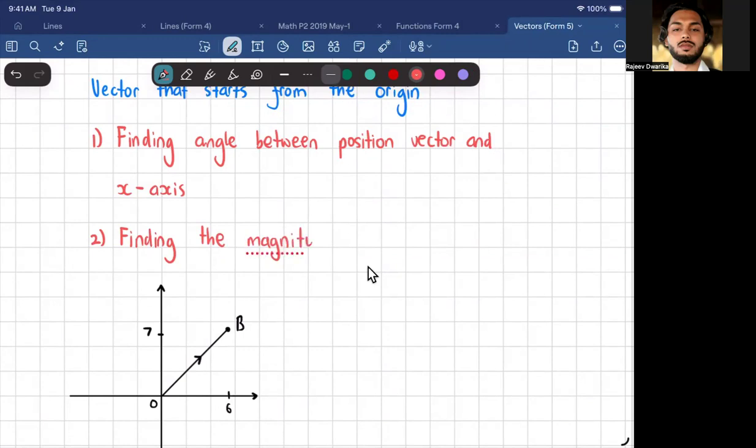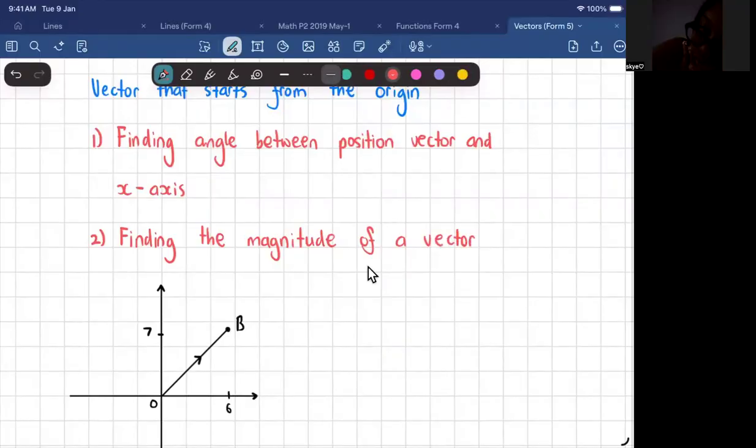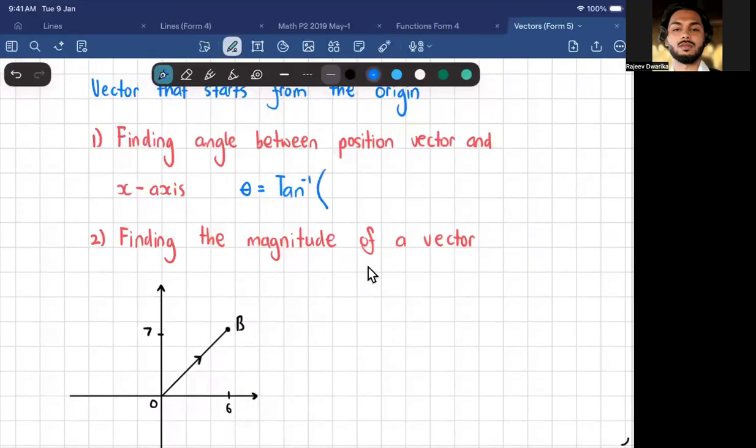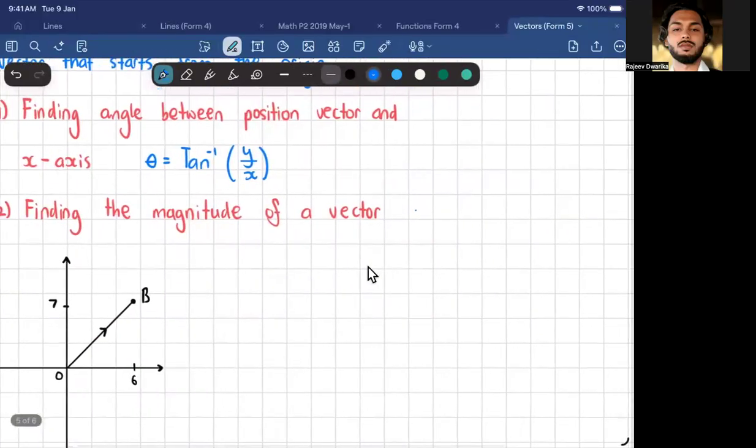Sky, how about you with trigonometry? Well, it's really simple, and there are just two formulas you need to remember. For the first one, theta is the angle. Theta would just be equal to tan inverse of the y component over the x component. That's literally it. It's very simple. And if you want to find the magnitude of a vector, it's just equal to the square root of x squared plus y squared.